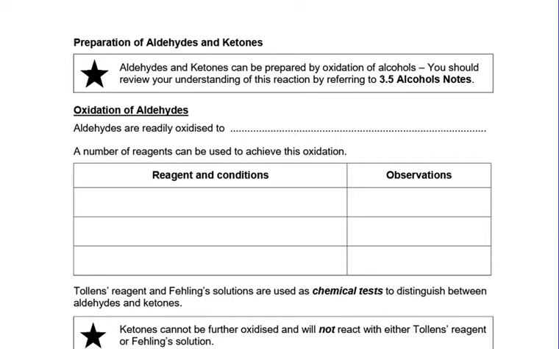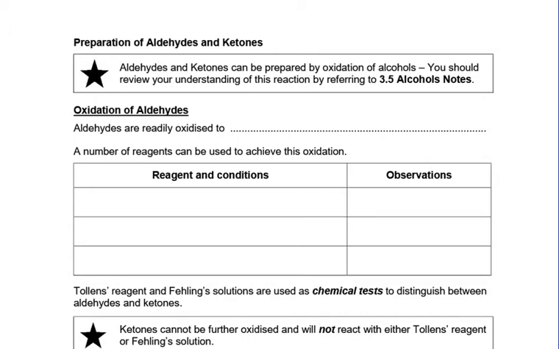In this video we're going to look at the preparation of aldehydes and ketones and their oxidation as well. So for the preparation, we're just going to refer you back to your alcohols notes, where you can look at how aldehydes and ketones can be prepared by oxidation of alcohols. Remembering that primary alcohols can be oxidized to aldehydes and that secondary alcohols can be oxidized to ketones. And remembering that the oxidizing reagent for that is acidified potassium dichromate, and that the conditions are different depending on whether you want to achieve an aldehyde or a ketone.